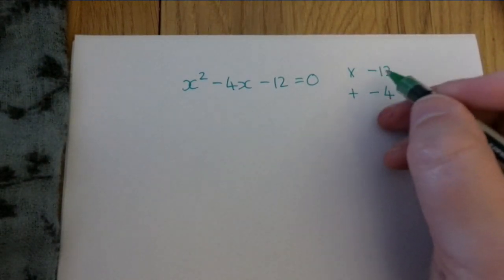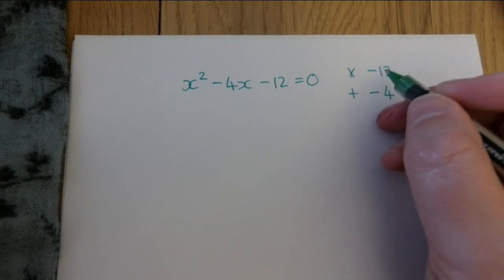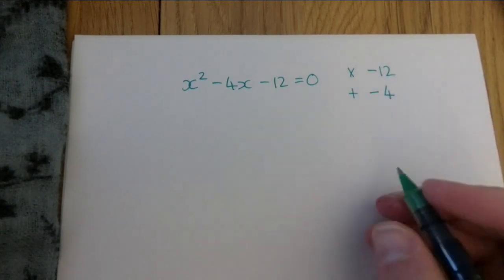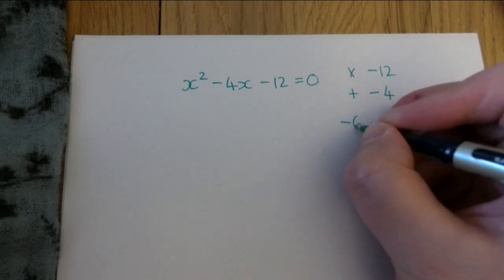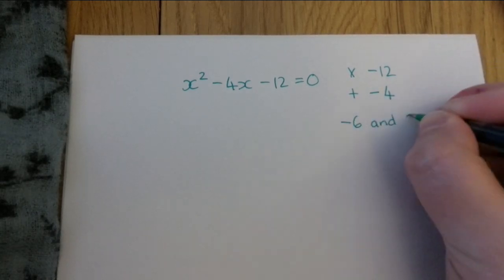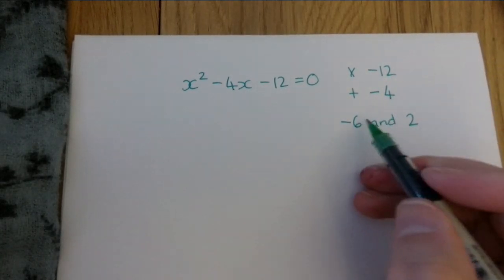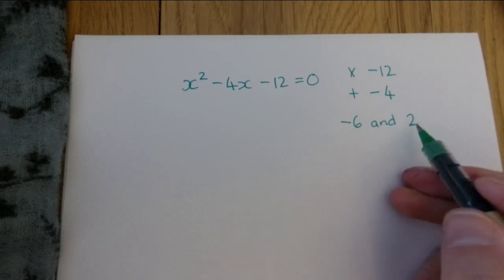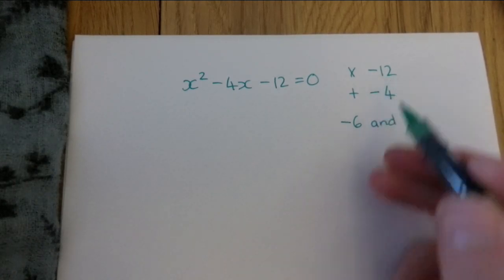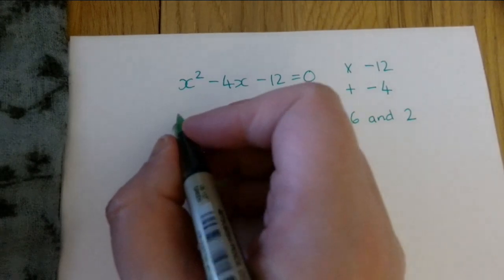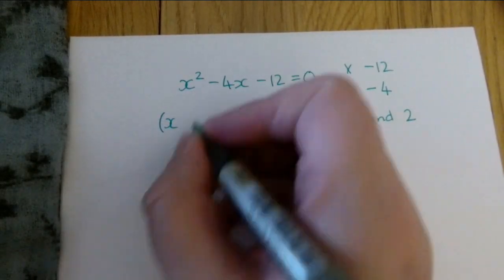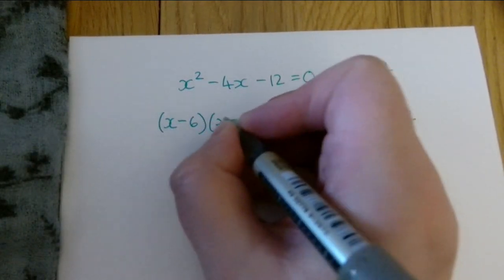Think about the factors of 12. The ones that will add to make minus 4 will be minus 6 and positive 2. Minus 6 plus 2 is minus 4. 2 lots of minus 6 is minus 12. These are the values that go in our brackets. X minus 6, x plus 2.